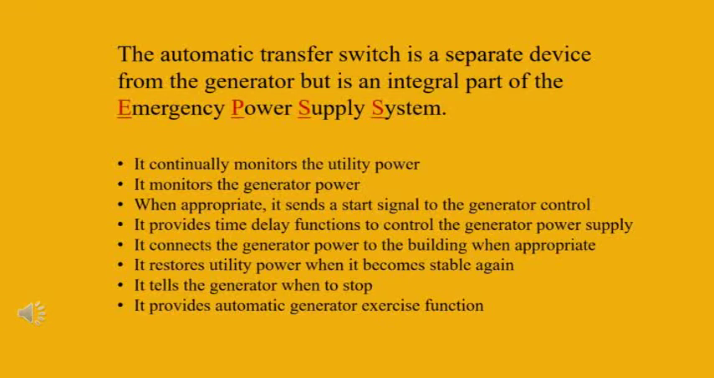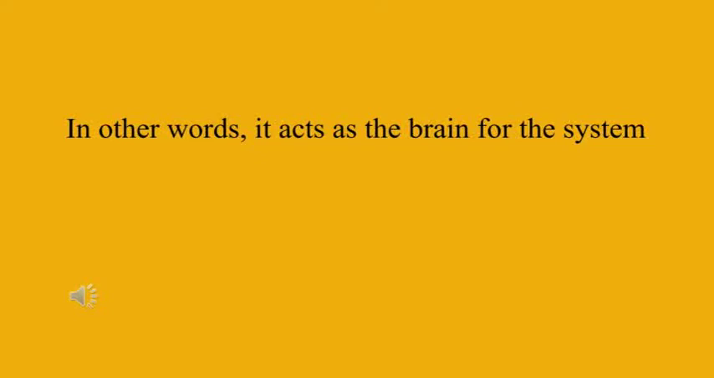The automatic transfer switch is a separate device from the generator, but is an integral part of the emergency power supply system. It continually monitors the utility power. It monitors the generator power. When appropriate, it sends a start signal to the generator control. It provides time delay functions to control the generator power supply. It connects the generator power to the building when appropriate. It restores utility power when it becomes stable again. It tells the generator when to stop. It provides automatic generator exercise function. In other words, it acts as the brain for the system.